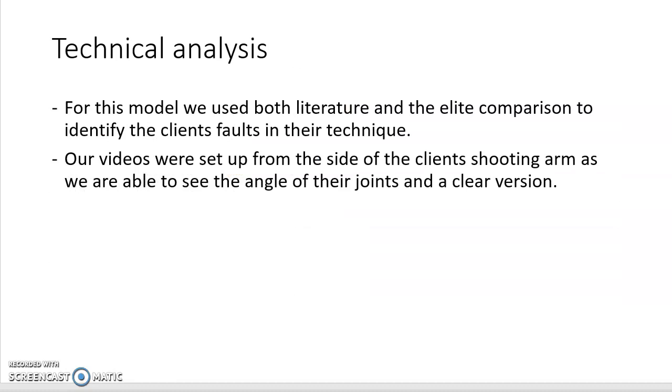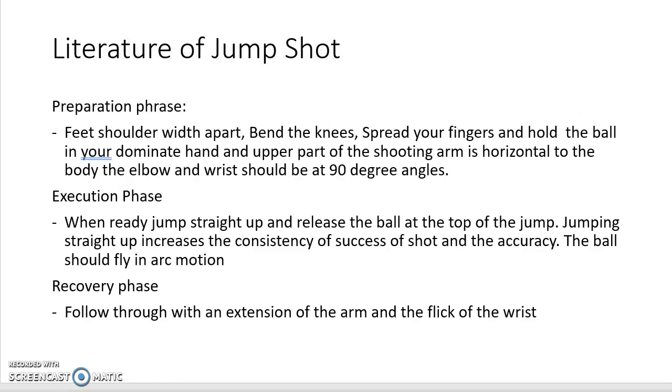So the second module we looked at was a technical analysis. For this model, we used both literature and the elite comparison to identify the client's faults in their technique. Our videos were set up from the side of the client's shooting arm, as we were able to see the angle of the joints and a clear vision. However, some of the elite athletes' pictures aren't the same angle, so it's hard to compare as well.